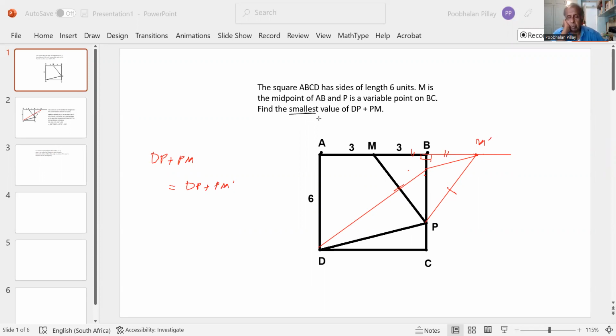Because you want the smallest possible value, right? And the answer is, you have to draw the straight line from D to M prime, right? And then the P will be cutting this line at some place. Let me do that. And that will give you the shortest possible distance, the shortest possible sum.